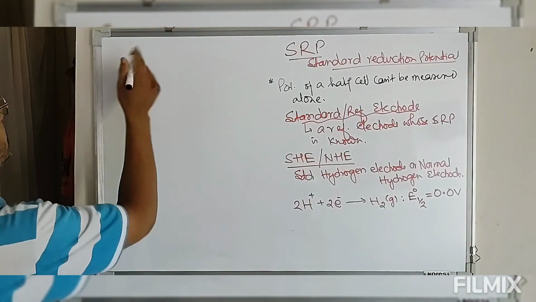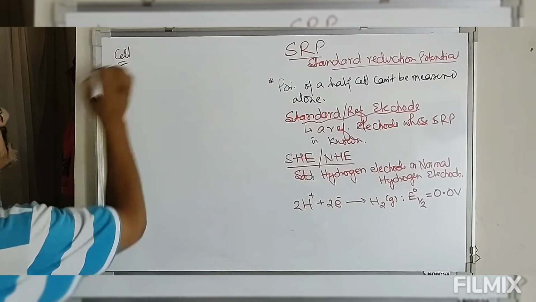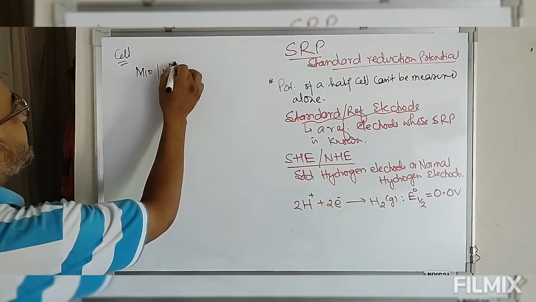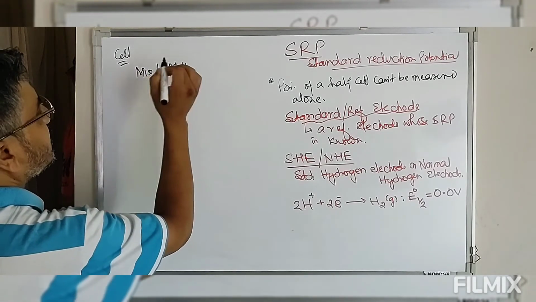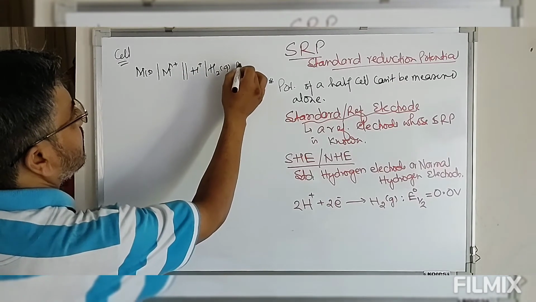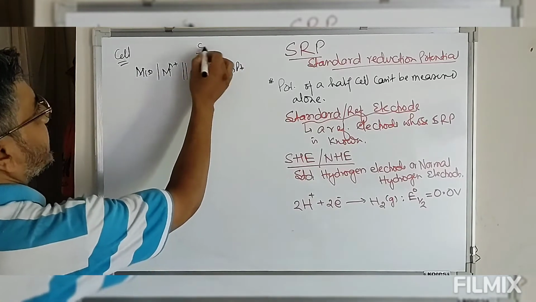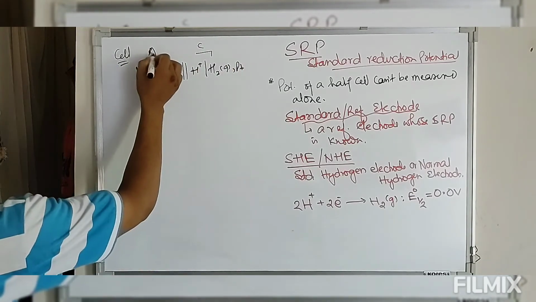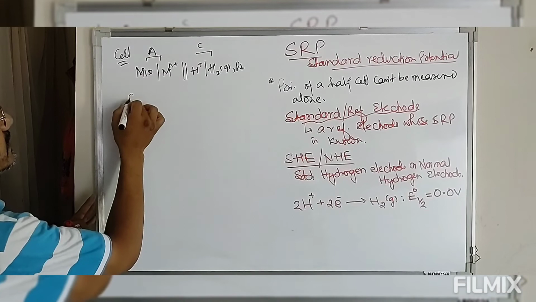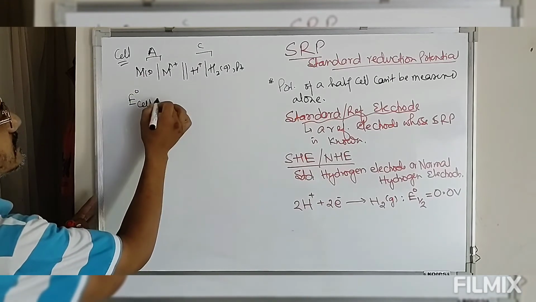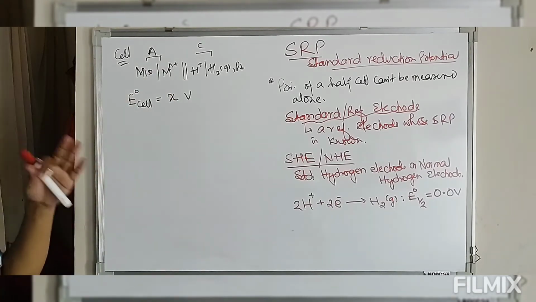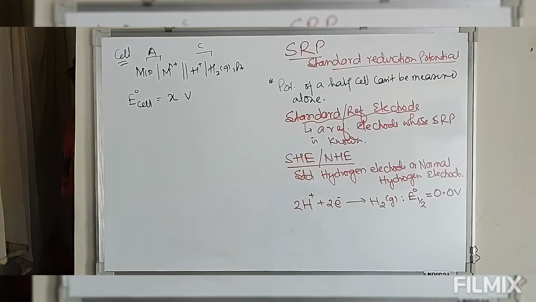Suppose we have this cell. Now this cell contains, suppose we have M, Mn plus in contact with H plus and the occupants. So this is cathode, this is anode. Now suppose the standard cell potential for this is X volt. This may be having a positive value or a negative value.